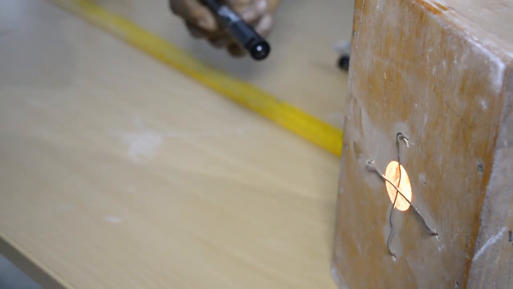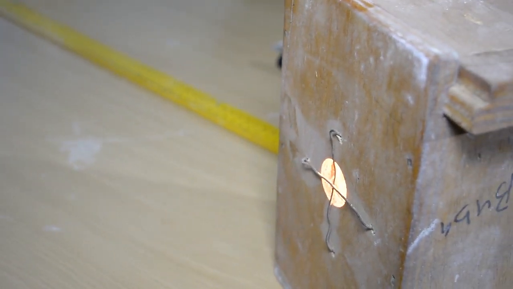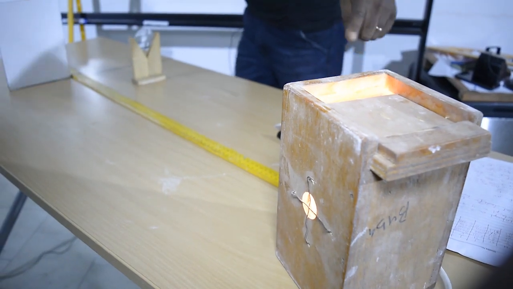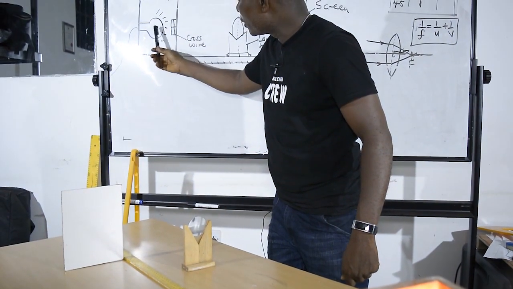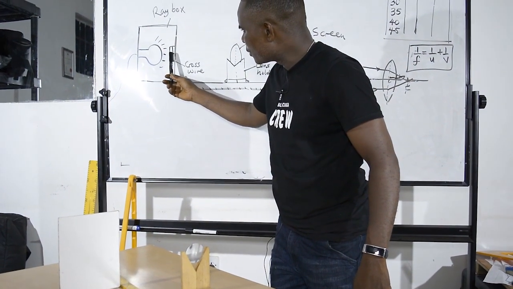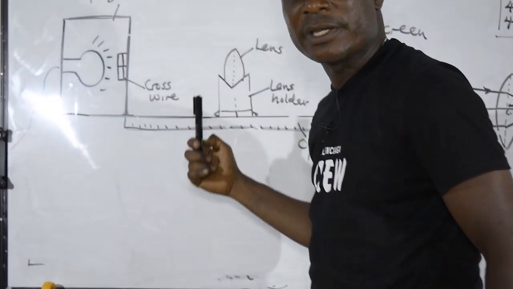Inside this box there is a lamp. That's the lamp, and it goes to the electrical part. That's the connection somewhere there, and this lamp is going to illuminate the object such that the rays from this object will be captured by the lens. So that is the ray box for you.